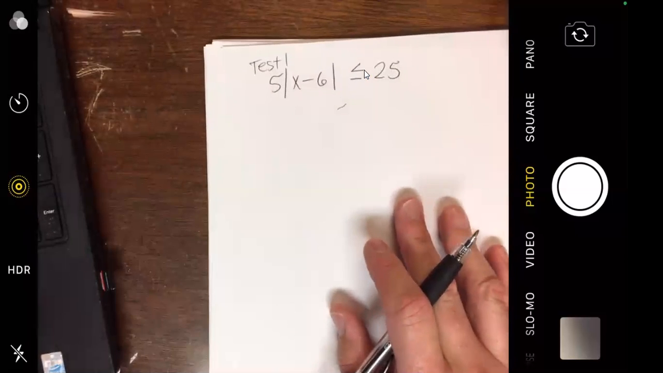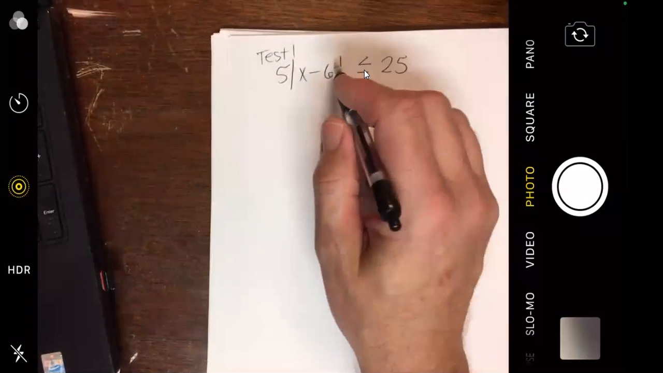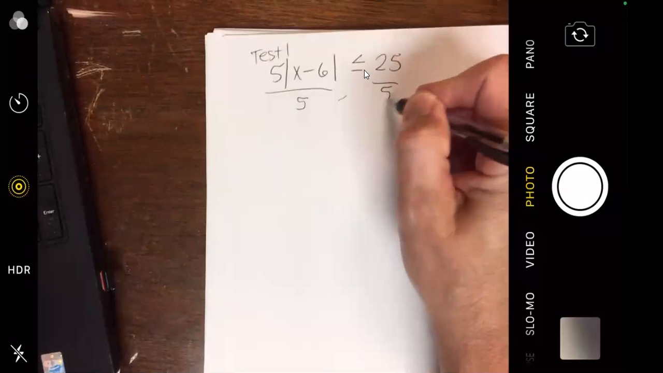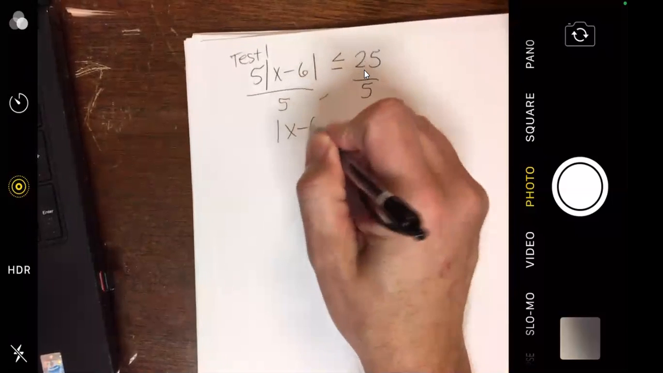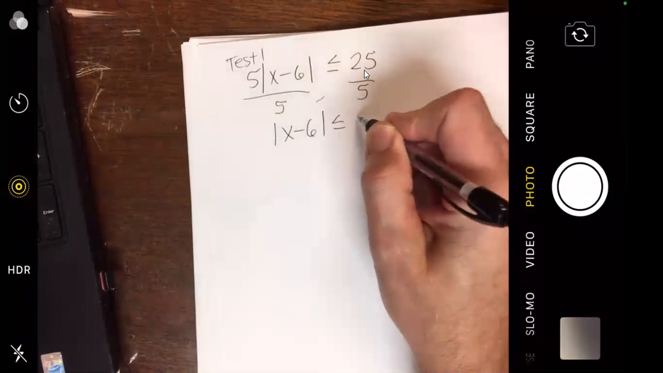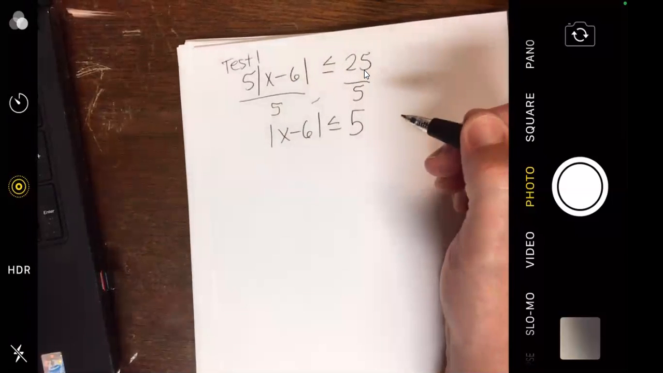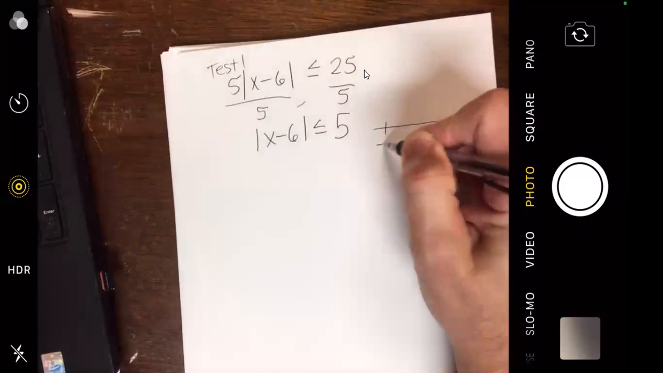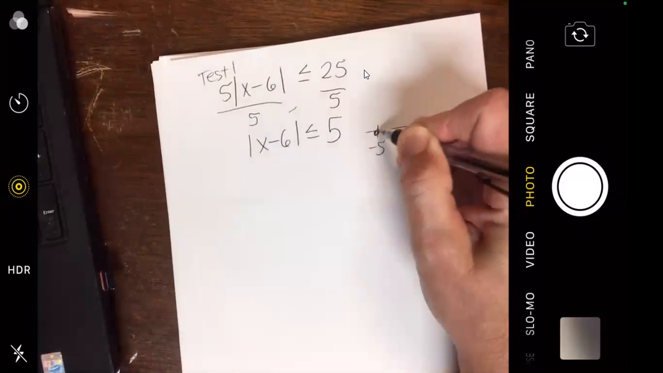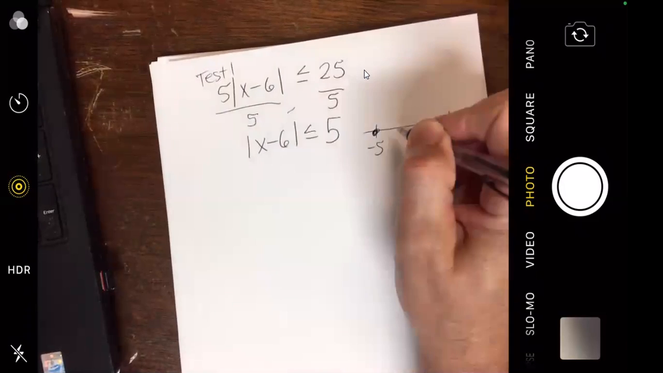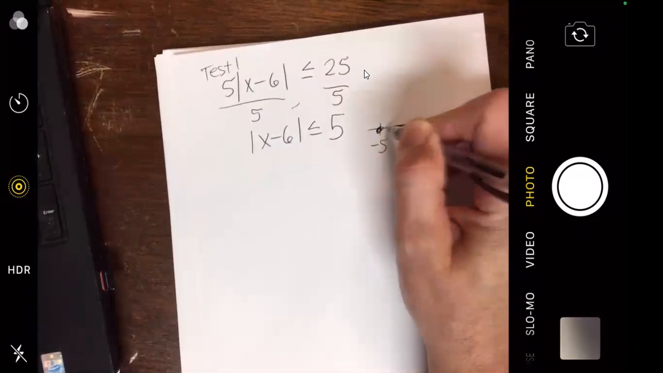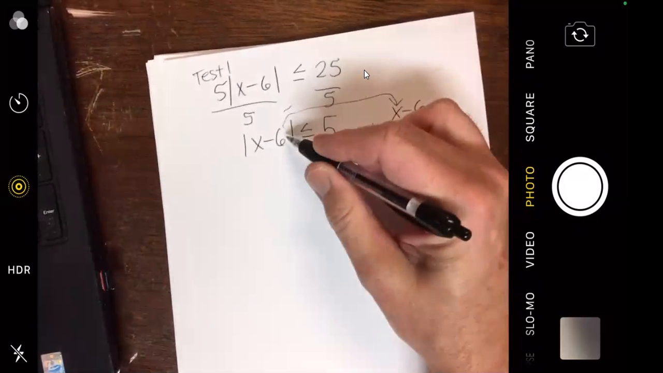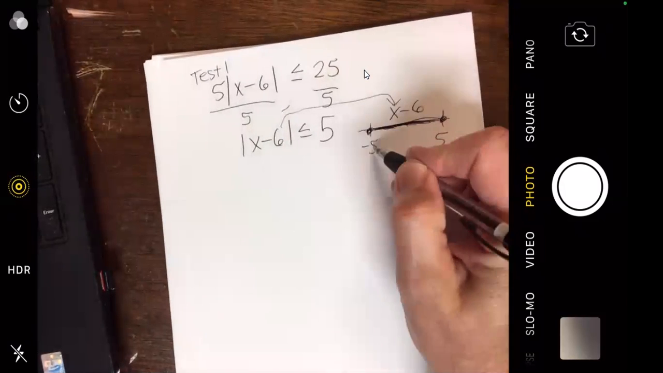All right, so remember, there's nothing that directly undoes an absolute value here. We want to get it by itself. So on this one, our first move is going to be to divide both sides by 5. That'll make the absolute value of x minus 6 less than or equal to 5. All right, on this means that you're going to have -5 and 5, and you're going to have closed circles because of the or equal to, and you're going to be between this. And this absolute value of x minus 6, that allows you to drop the absolute value. Whatever's between it has got to lie between the 5s.